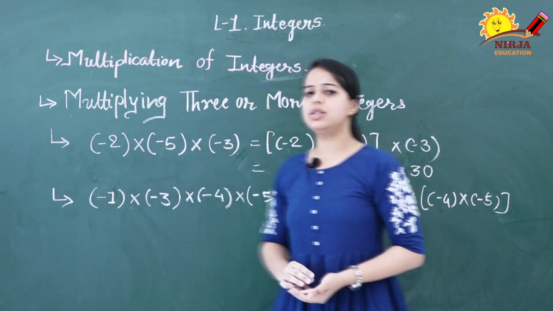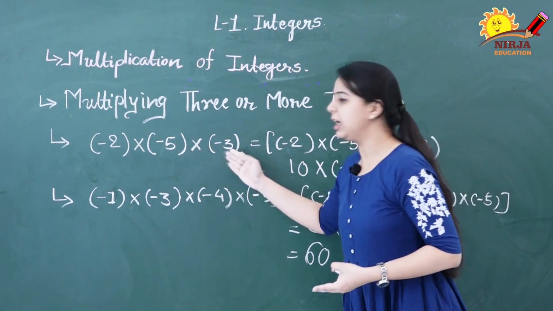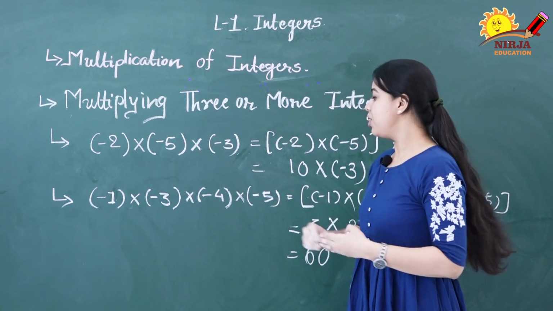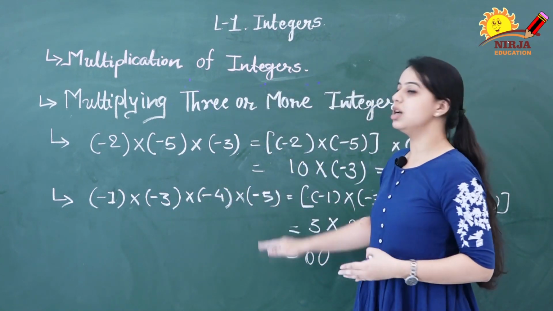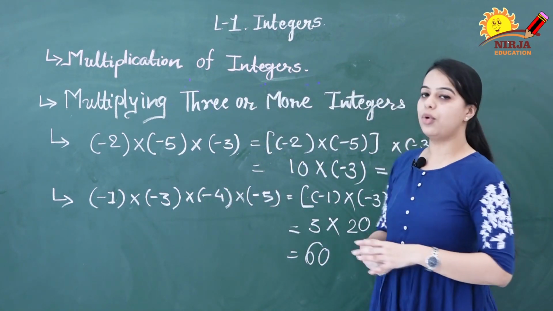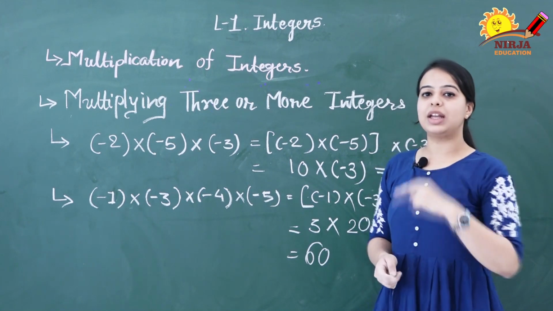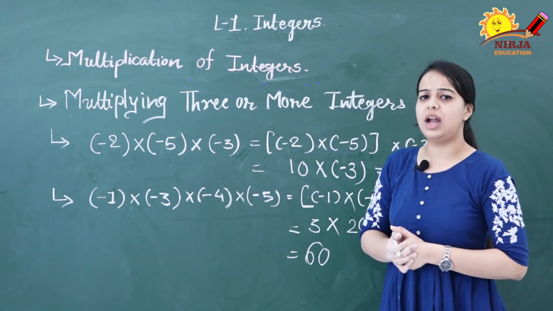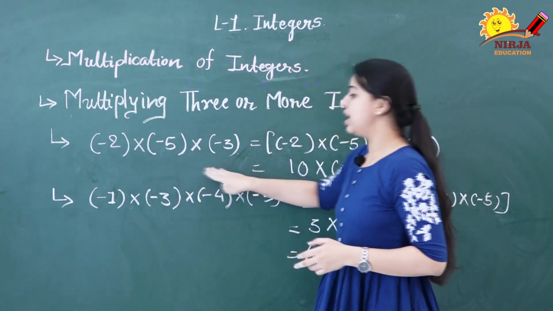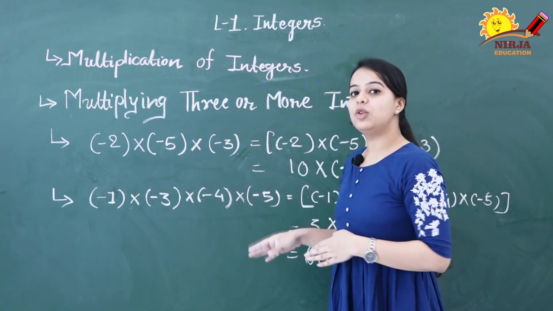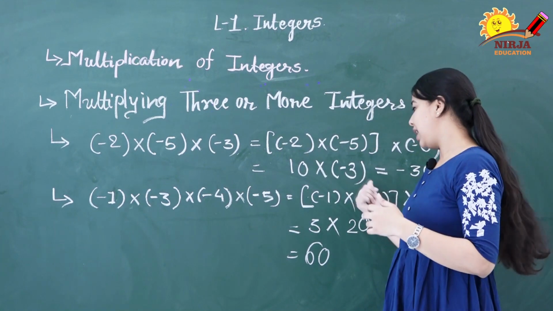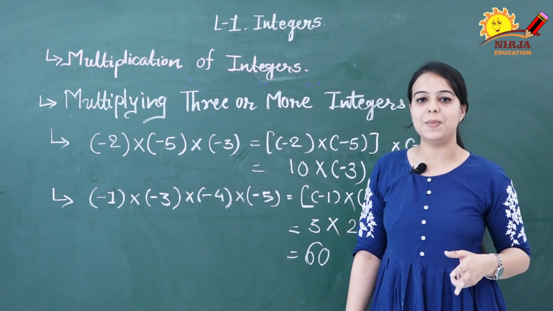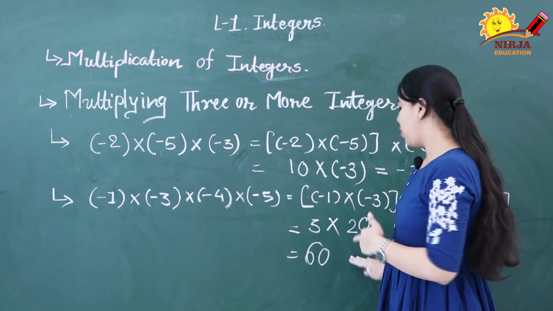If you have noticed, if we multiply 3 negative integers, we get the result as negative, and if we multiply 4 integers, we get the result as positive. With 2 integers also we get the result as positive. So from this example we can conclude that if the given number of negative integers is odd, then the result will be negative, and if the given number of negative integers is even, then the result will be positive.